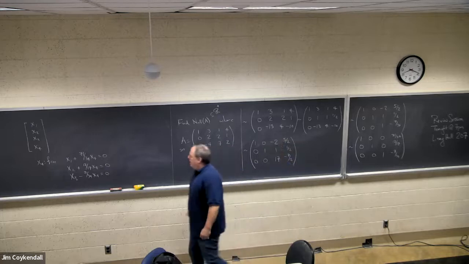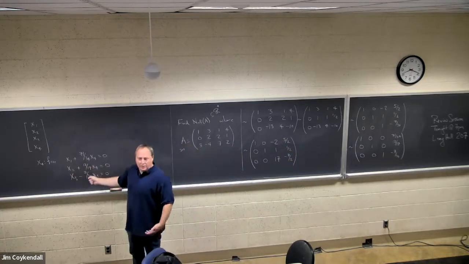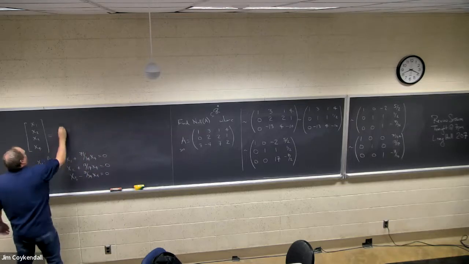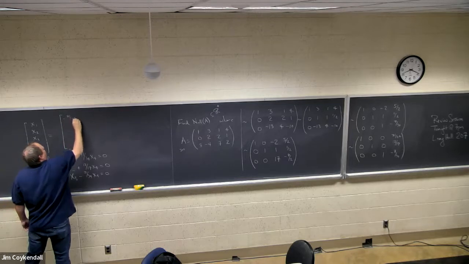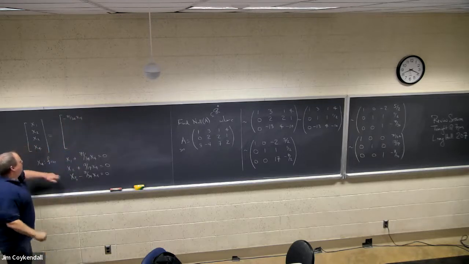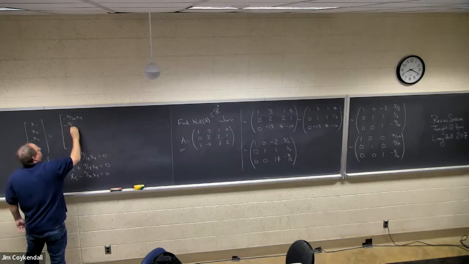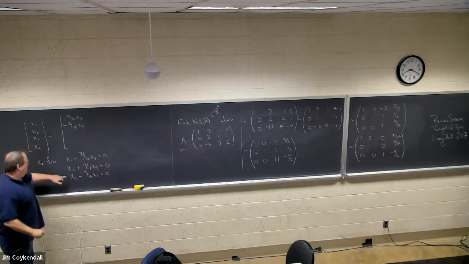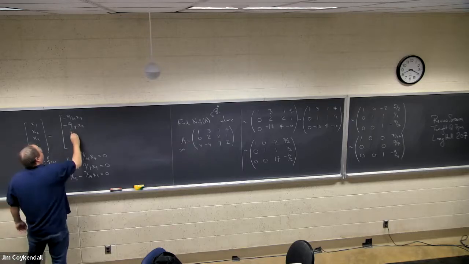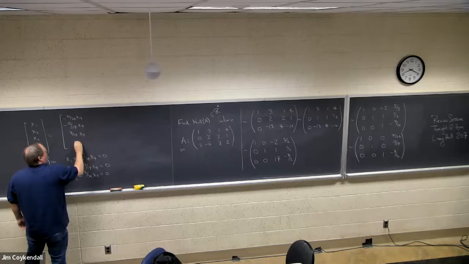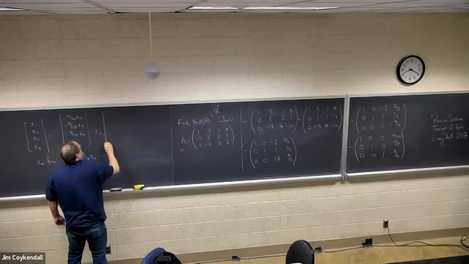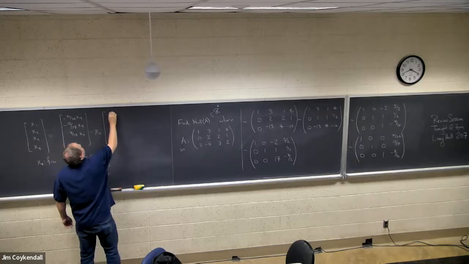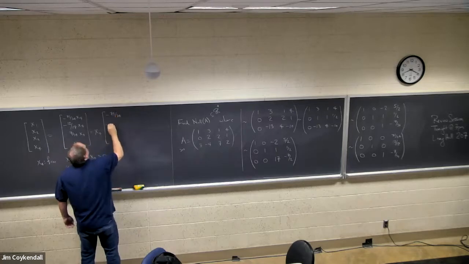Notice how X1, X2, and X3 are all determined by X4, right? So I can rewrite this as X1 is minus 71/34 X4, X2 is minus 12/17 X4, X3 is 7/34 X4, and X4 is just X4. That's our free one. Minus 71/34, minus 12/17, 7/34.